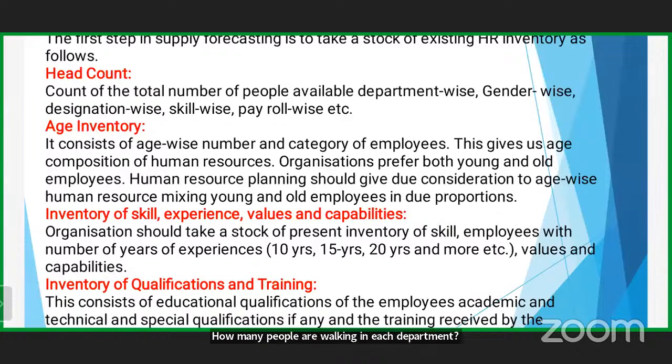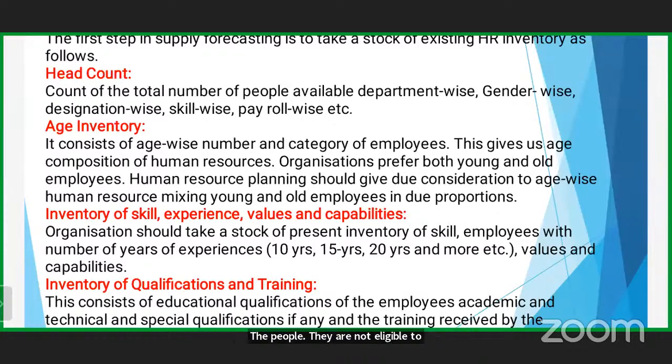Again we can go for age wise. Age inventory. We cannot go below 18 because people less than 18 are not eligible to work in the organization.